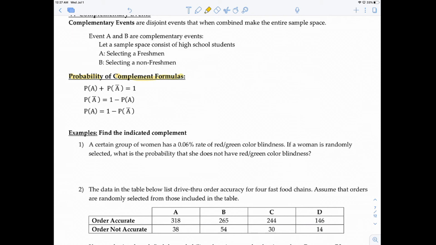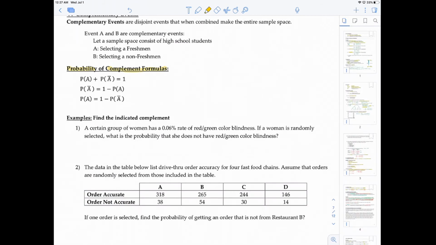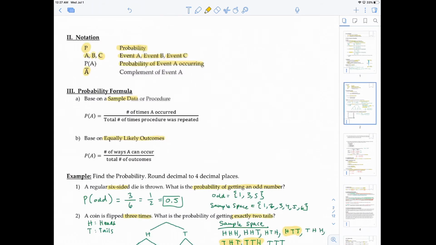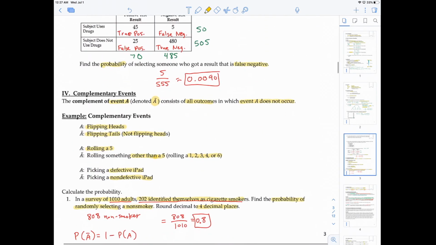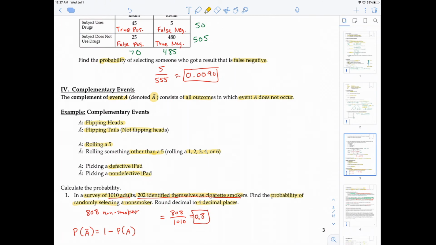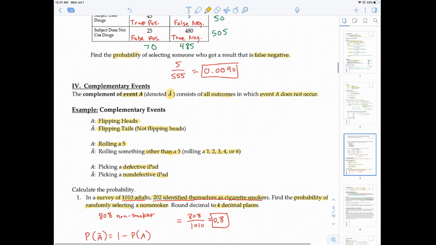Again, complementary events are events which, well, actually, let's go back to the definition just to recall. Complementary events, denoted A bar, or A with a line over it, consists of all outcomes in which event A does not occur, right? So that's what complementary events are.